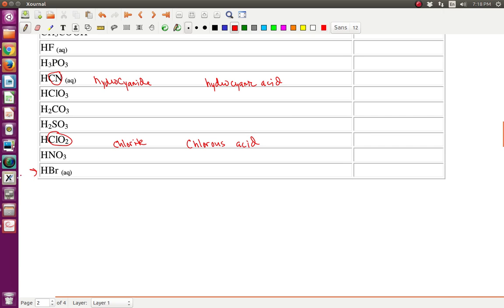Okay, one more. There it is. I'm going to do that one because it's binary. 2 atoms. These are the easiest ones. This follows the pattern: hydro-something-ic acid. So there's bromine. That bromine is the something. So it's hydrobromic acid.